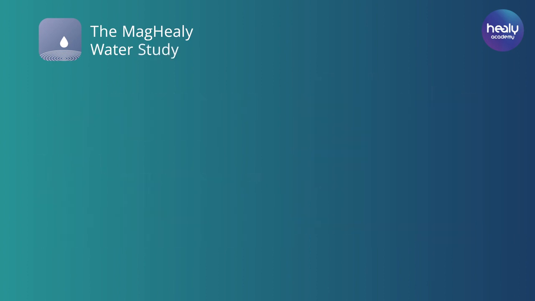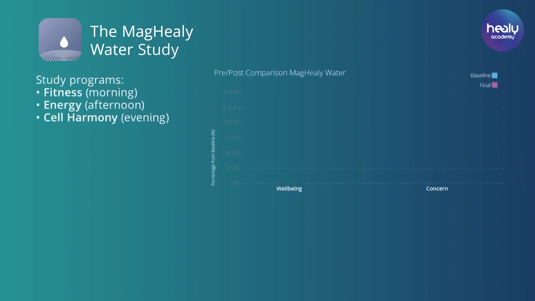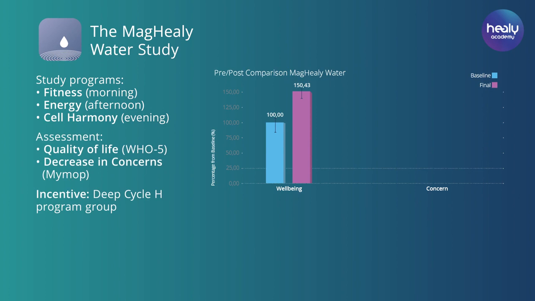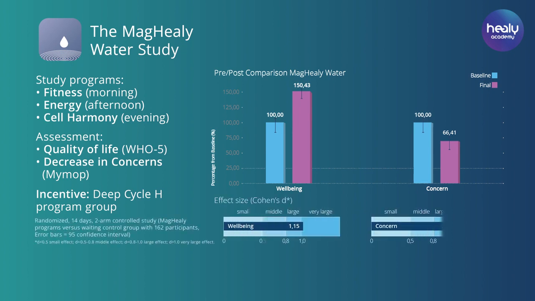MagHealy Water Study. In a study of the MagHealy water program's fitness, energy, and cell harmony, participants had an average 50% increase in well-being on the Quality of Life Assessment, WHO-5, and an average 33% decrease in concerns, MIMOP. The effect size of this randomized, two-arm controlled study of 162 participants was very large for decrease in concerns.